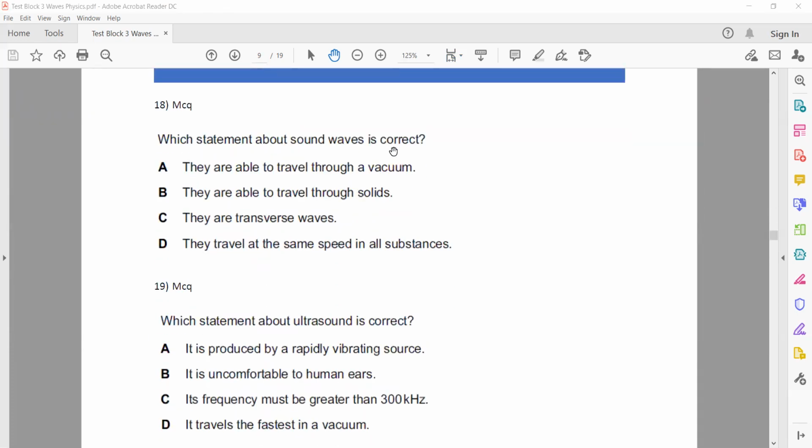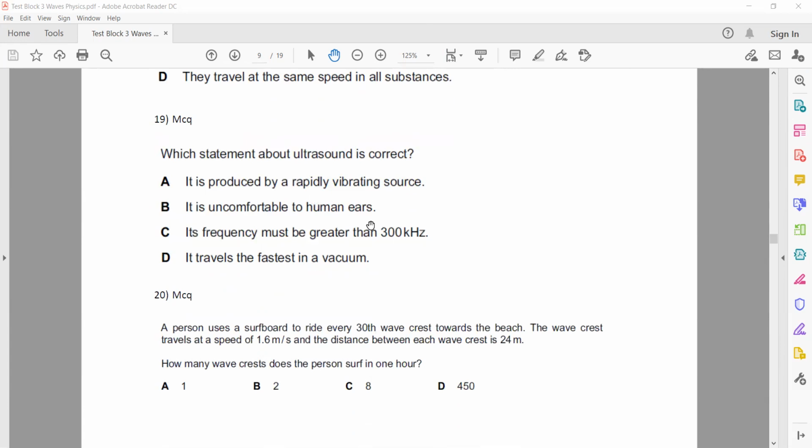Which statement about sound waves is correct? For question 18: they are able to travel through vacuum? Sound is mechanical, it cannot travel through vacuum. They are able to travel through solids, that's true. They are not transverse. They travel at the same speed? No, their speed changes when they change the medium.